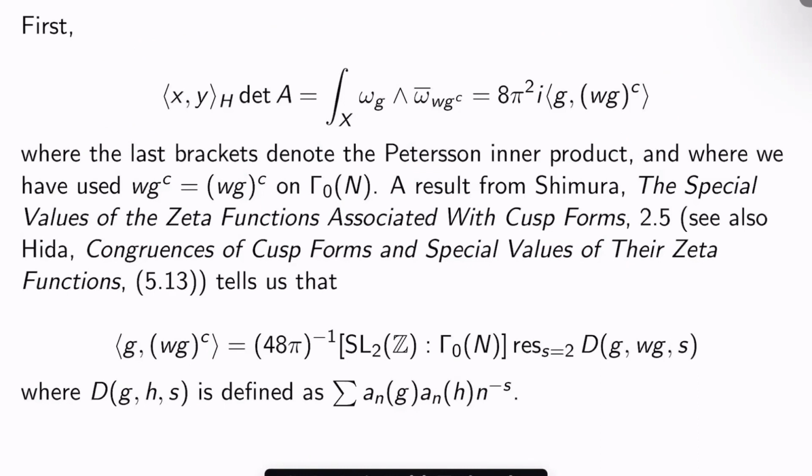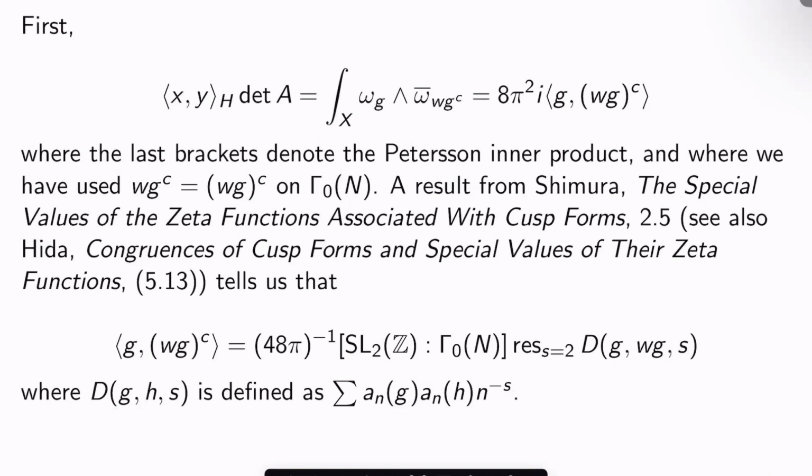Then a result from Shimura, the special values of the zeta function associated with cusp forms in section 2.5. And you can also see that same congruences of cusp forms paper I talked about earlier, 5.13. It lets me actually calculate this. This is just a Peterson inner product. I know how to calculate this. It ends up being 48 pi inverse times the index of gamma 0 n and SL2z times the residue at s equals 2 of what we'll call d of gwg comma s, where in general, d of GHS is defined to be the following gadget.